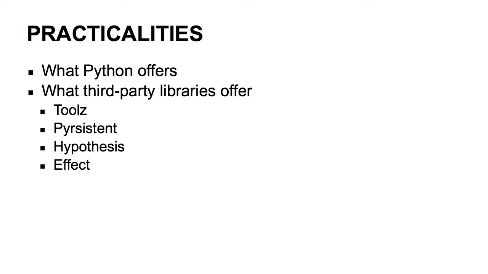Then I'll cover the practicalities of doing functional programming in Python, like basic techniques for functional programming in the core Python language, when it's appropriate to use, and most importantly, the libraries in the ecosystem that can help you. Specifically, I'll be covering these libraries: Toolz, which is a general-purpose utility library for functional programming; Pyrsistent, which provides high-performance immutable data structures; Hypothesis, which gives us property-based or generative testing; and Effect, which gives us a way to use side effects in pure functions.